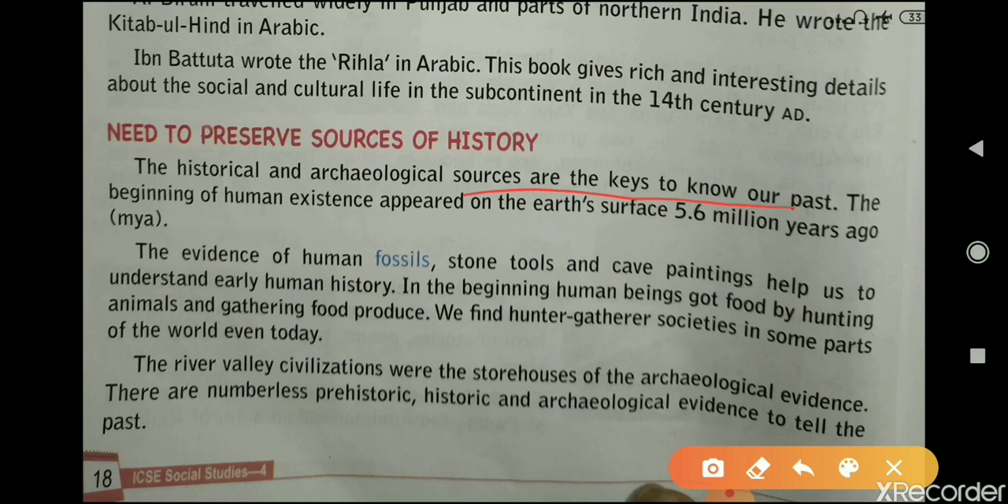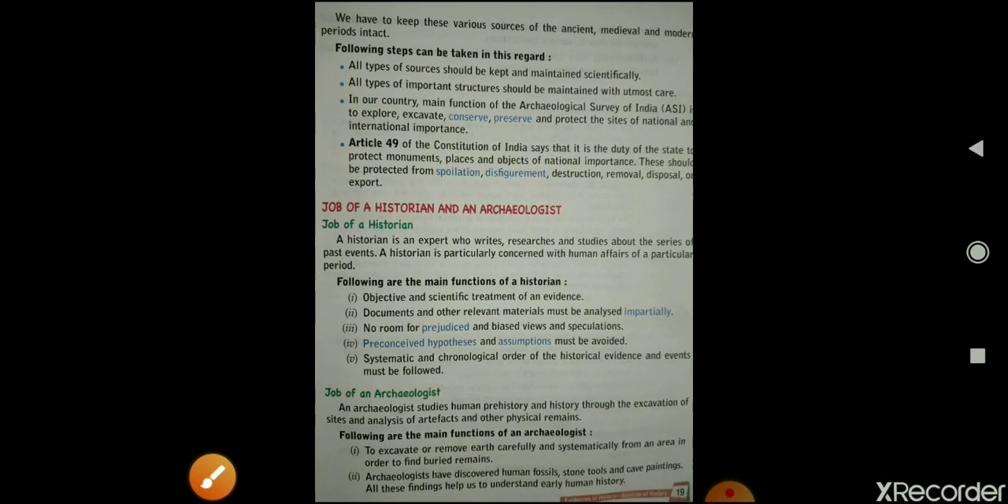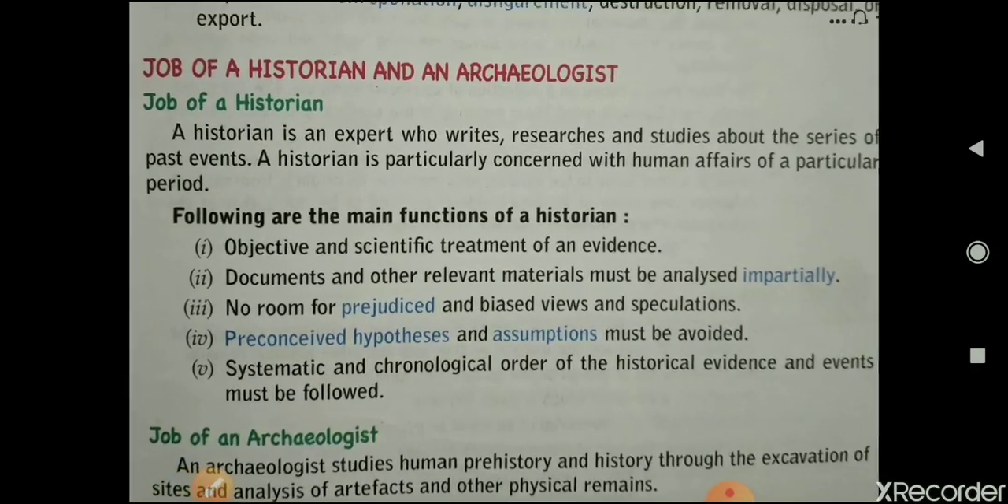And the beginning of human existence appeared on the earth's surface 5.6 million years ago. The evidence of human fossil, stone tools and cave painting help us to understand early human history. Means इन सारे sources से ये जो evidences हैं इनसे हम अपने human history के बारे में समझ सकते हैं. Okay, so इसलिए हमारे को ज़रूरी है कि हम अपने history के sources को preserve रखें. Okay, then we saw what is the job of a historian and an archaeologist.